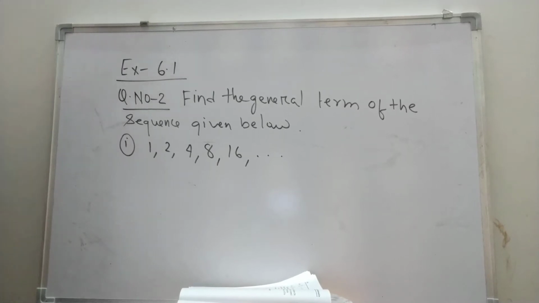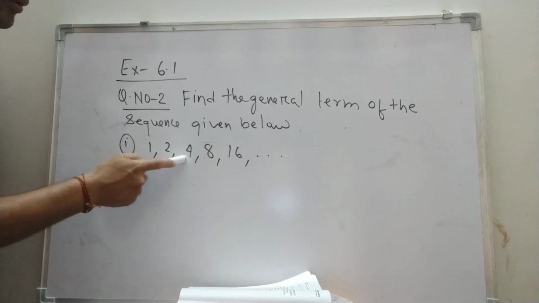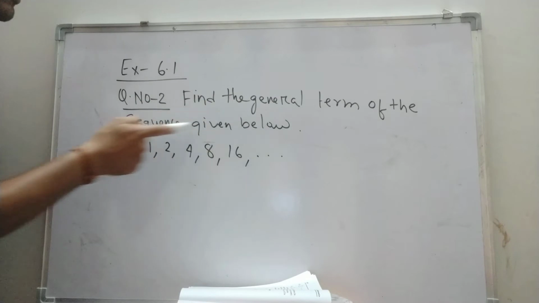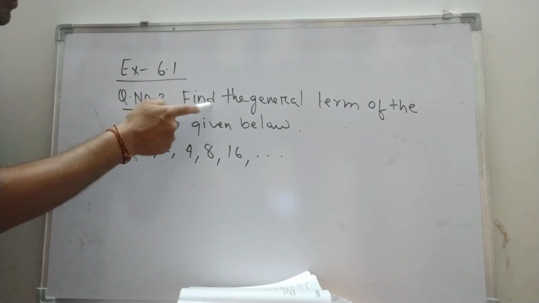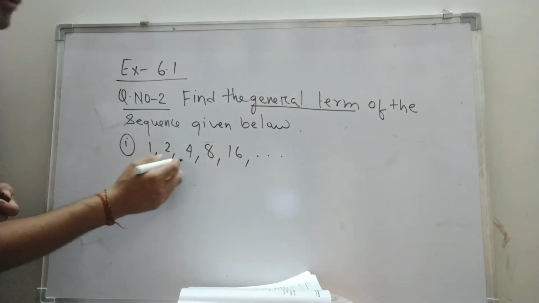Here it is, the first question. One of the sequences is given: 1, 2, 4, 8, 16 and so on. We have to find the general term of the sequence given below. That means we have to find the general term of the sequence 1, 2, 4, 8, 16.